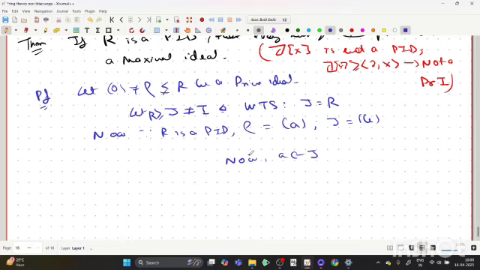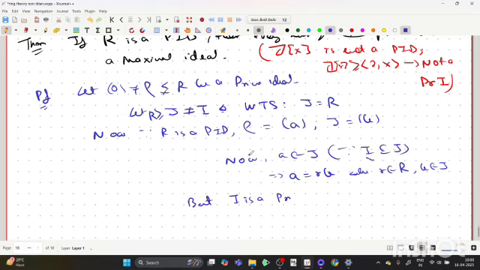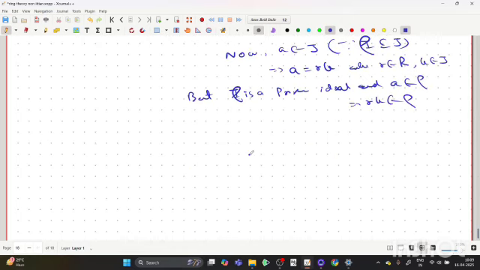Now, observe the following. A is in J, since P is in J. What does this imply? This implies that I can write A as R times B, where R is in the ring and B is in J, because J is generated by B itself. But P is a prime ideal, and A is in P because A generates P. So that implies R times B must be in P. But if R times B is in P, what does this imply? This implies that either R is in P or B is in P.